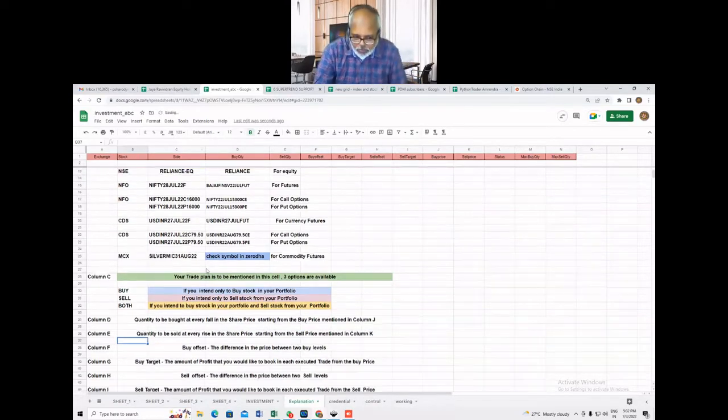Now column F. In column F, we have to write the buy offset. It is the difference in the price between two buy levels.